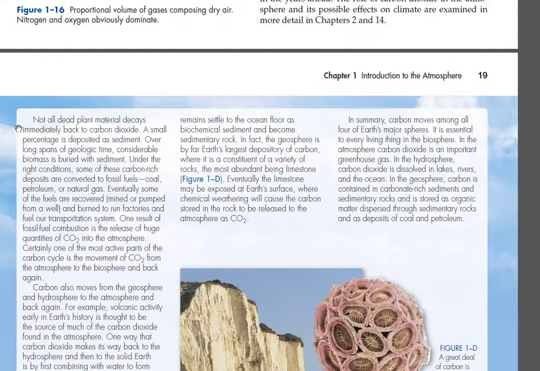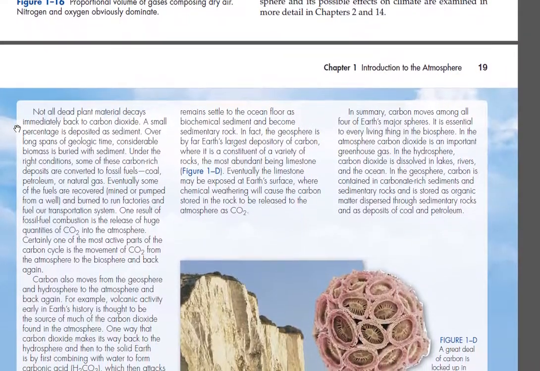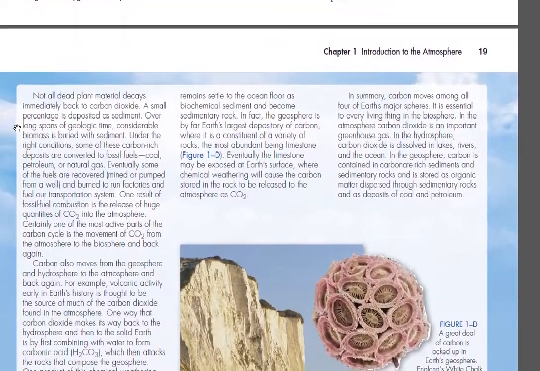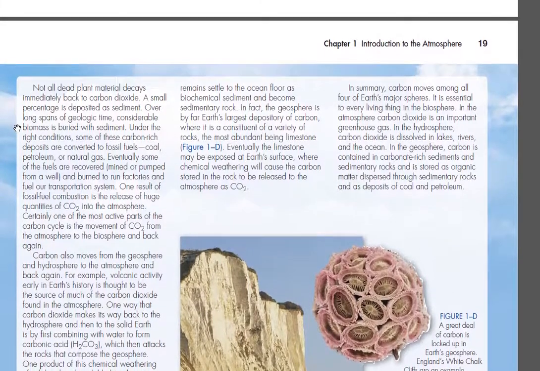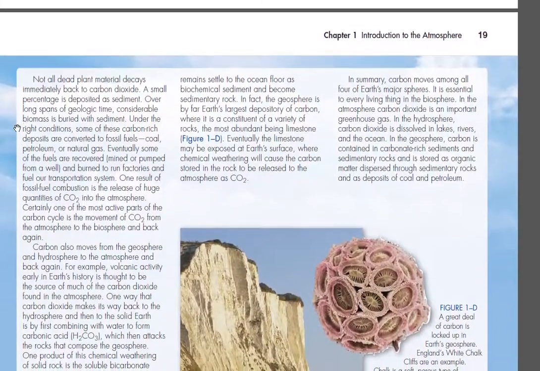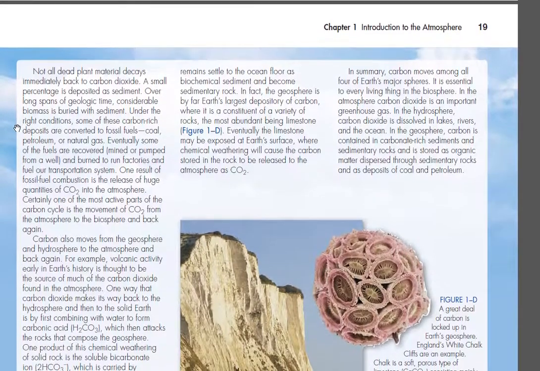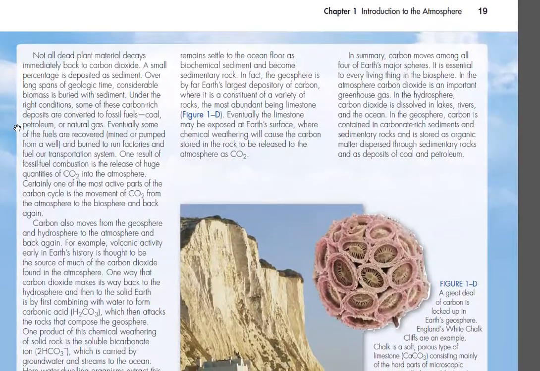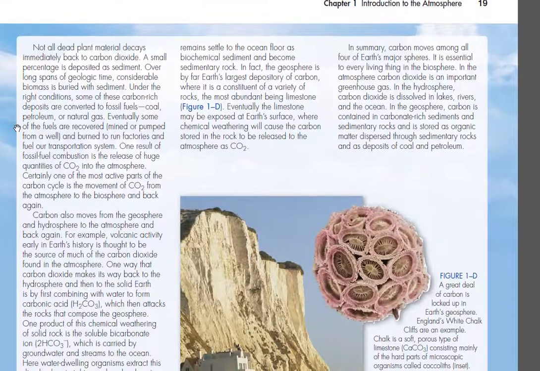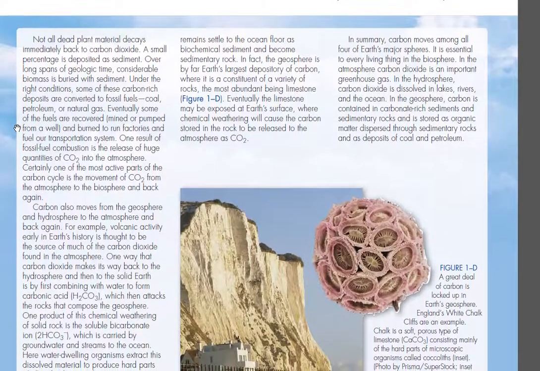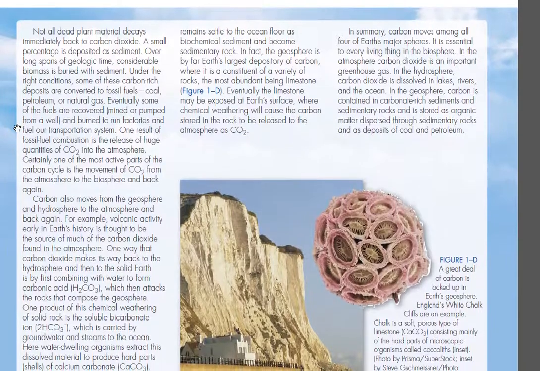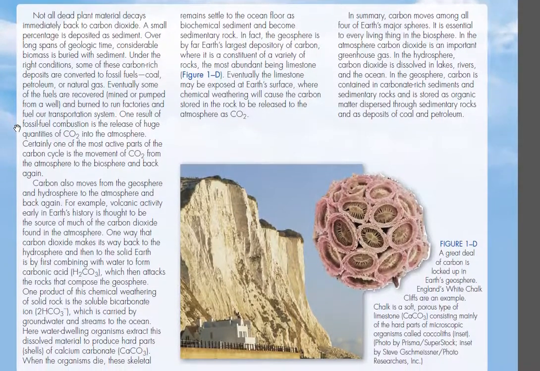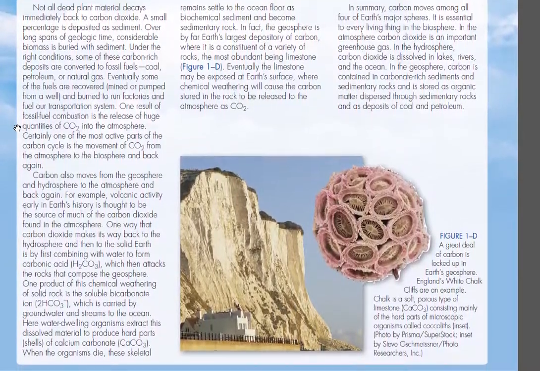Not all dead plant material decays immediately back to carbon dioxide. A small percentage is deposited as sediment. Over long spans of geologic time, considerable biomass is buried with sediment. Under the right conditions, some of these carbon-rich deposits are converted to fossil fuels: coal, petroleum, or natural gas. Eventually some of the fuels are recovered, mined or pumped from a well, and burned to run factories and fuel our transportation system. One result of fossil fuel combustion is the release of huge quantities of CO2 into the atmosphere.